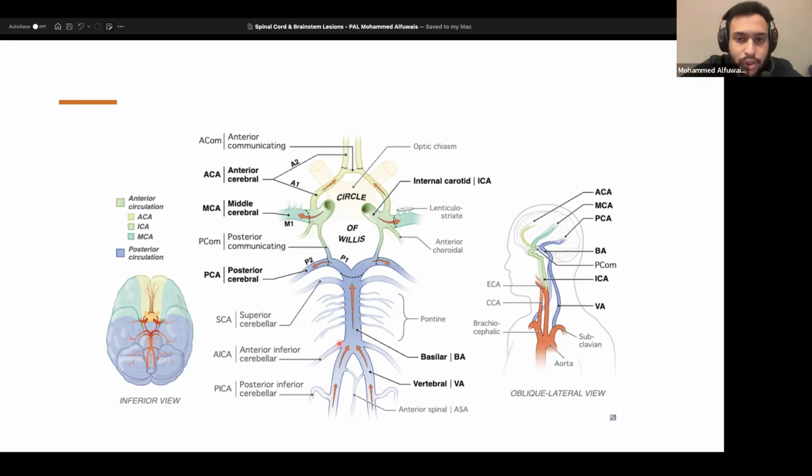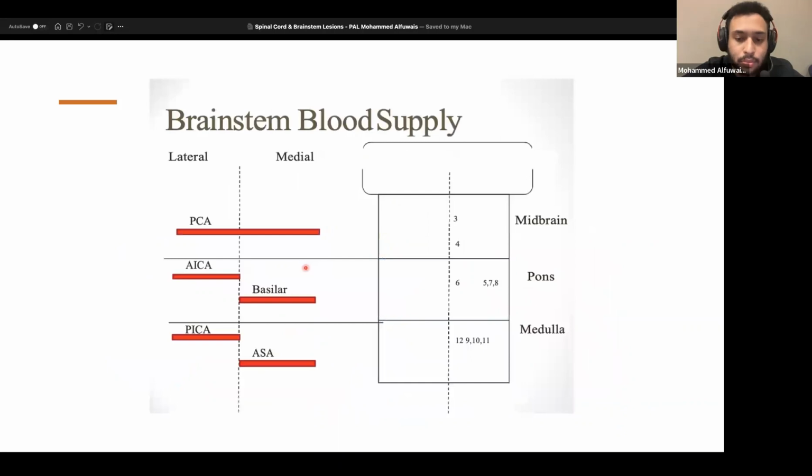Okay, so the middle cerebellar peduncles, and it will also supply the lateral parts of the pons. Okay? Then you go up the basilar artery. The basilar artery will supply the median part of the pons. Okay. Then you'll have the superior cerebellar, which will supply the cerebellum. And then you'll have the posterior cerebral artery, which will supply the midbrain.